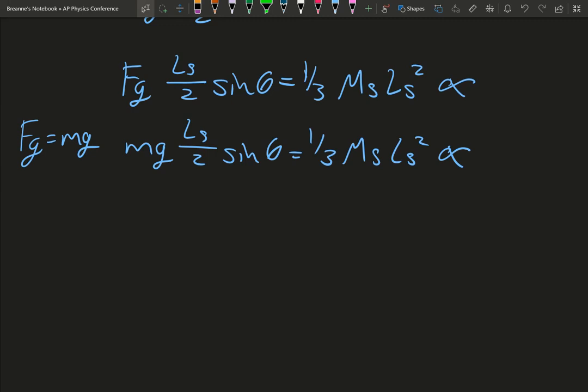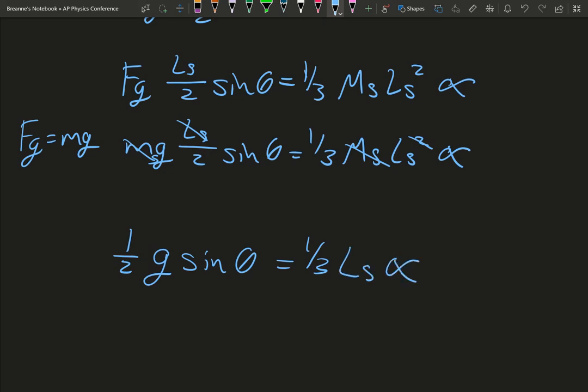So now we have an L over here, and an L over here, so we can cancel that out. We have an Ms over here, and an Ms over here, so our masses can cancel. So we're left with 1/2 g sine theta equals 1/3 Ls alpha.